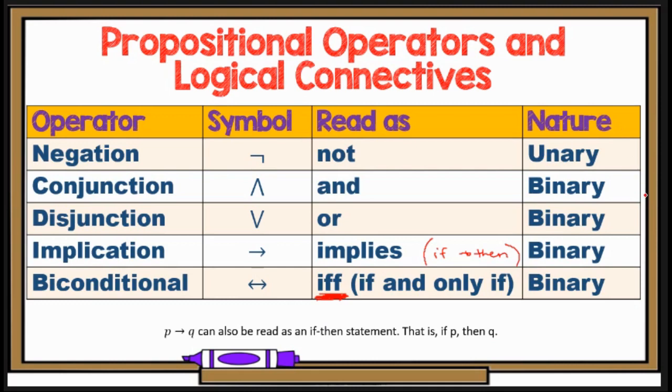Now, for the nature of each operator, negations are unary. Sa isang proposition lang siya mag-a-apply. Conjunction is binary. Disjunction is also binary, so is implication. And biconditional, again, is binary.